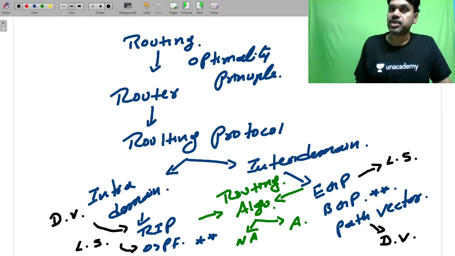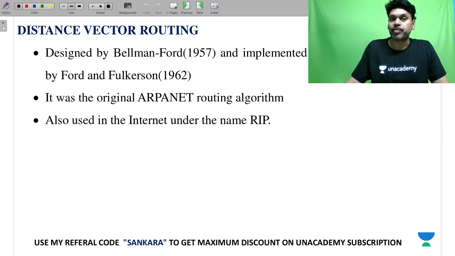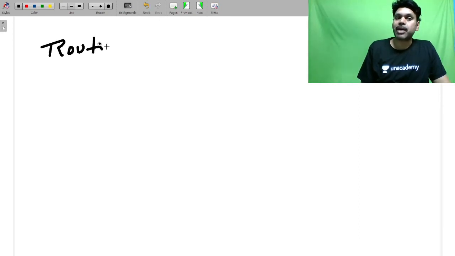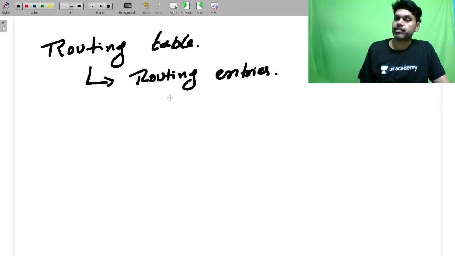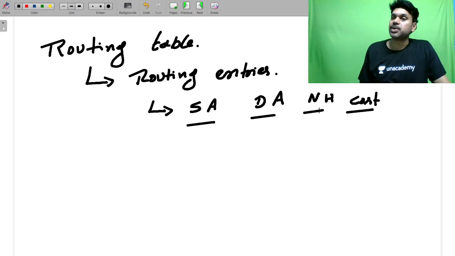Now in this session I want to reveal the power of distance vector and how you are able to calculate the routing table. And you may get a doubt, what is a routing table? A routing table is nothing but what? It mainly consists of routing entries, routing records or routing rows, which mainly consist of source address, destination address, next hop address, and how much is the cost. These are the four varieties we primarily see in the routing table.